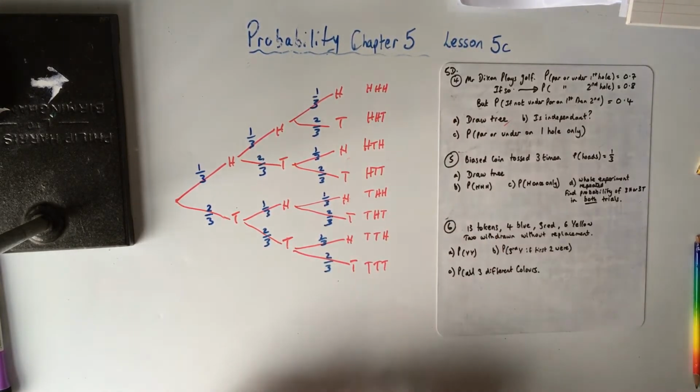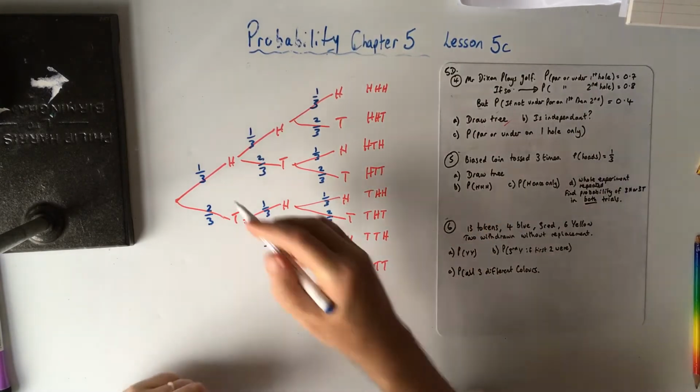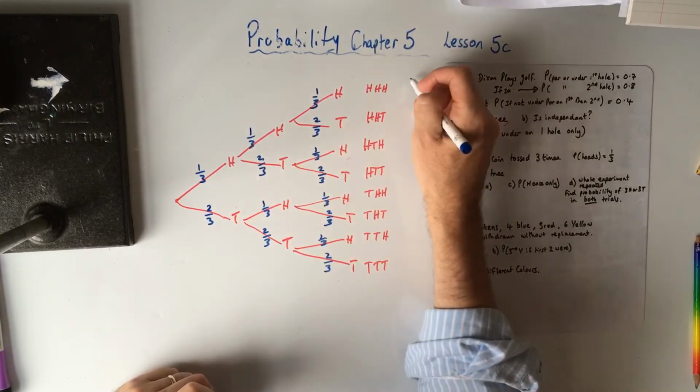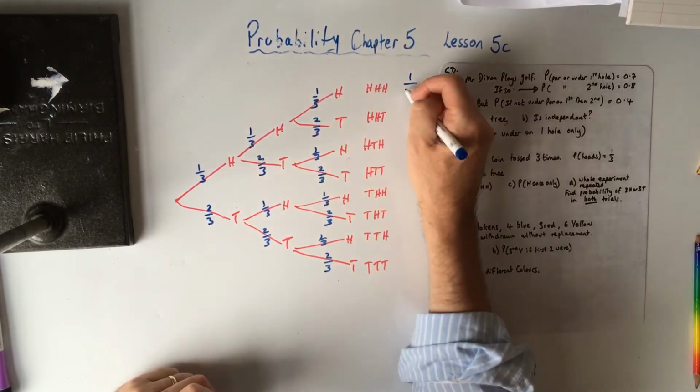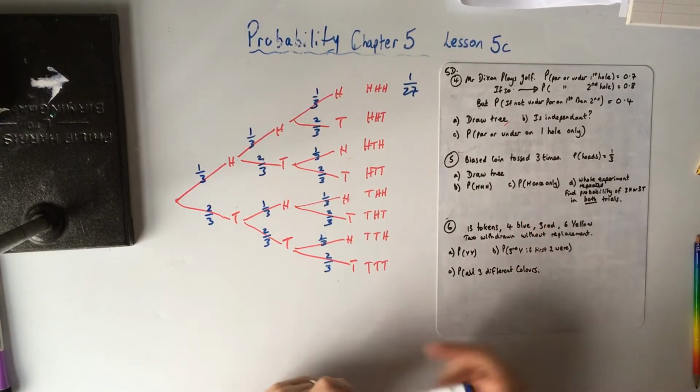So those are all the possible outcomes. What's the probability of heads, heads, heads? Times them all out: 1/3 times 1/3 times 1/3. 1 times 1 times 1 is 1. 3 times 3 times 3 is 27. That one's 1 over 27.